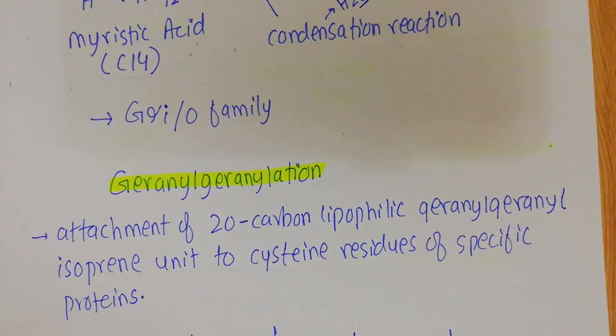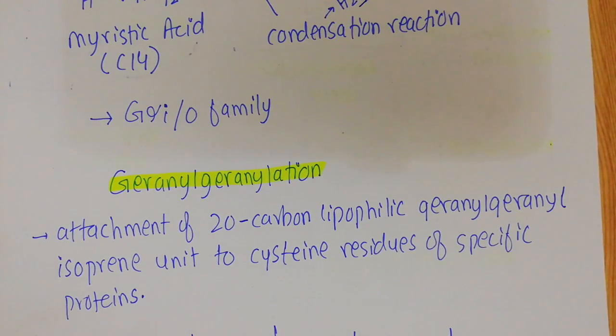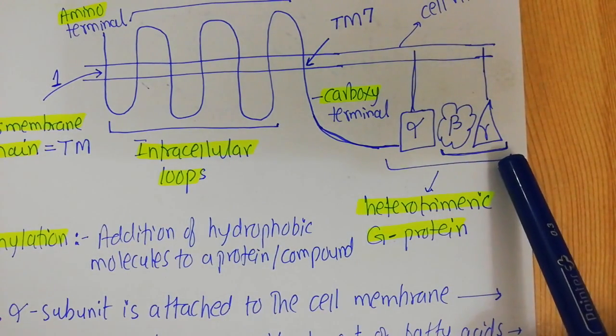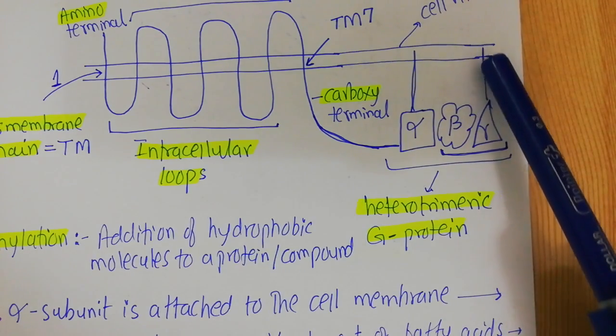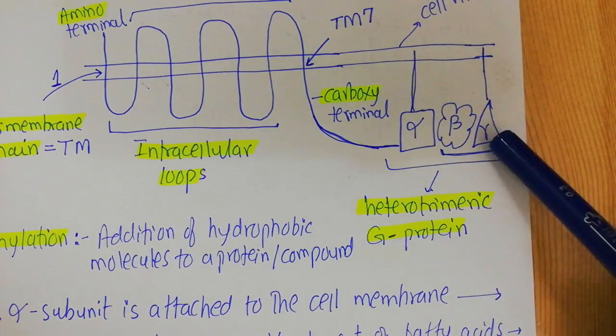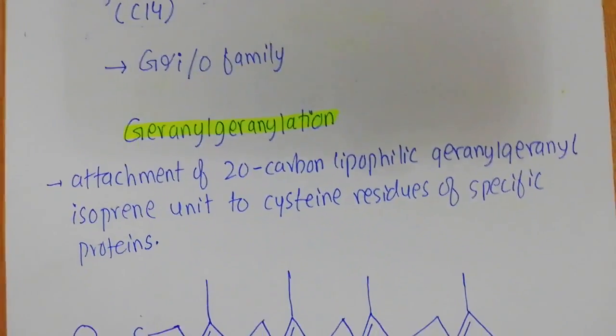Now another important prenylation phenomenon that is happening in the gamma subunits of the heterotrimeric G protein is the addition of a geranyl group to the cysteine amino acids of the gamma subunit. If you remember in the last video, I told you that the gamma and the beta subunits are attached to each other, thereby working as a single subunit. So if you are attaching this gamma subunit to the cell membrane, you are indirectly also attaching this beta subunit. So this gamma subunit is attached to the cell membrane with the help of this particular group, which is known as the geranylgeranyl group.